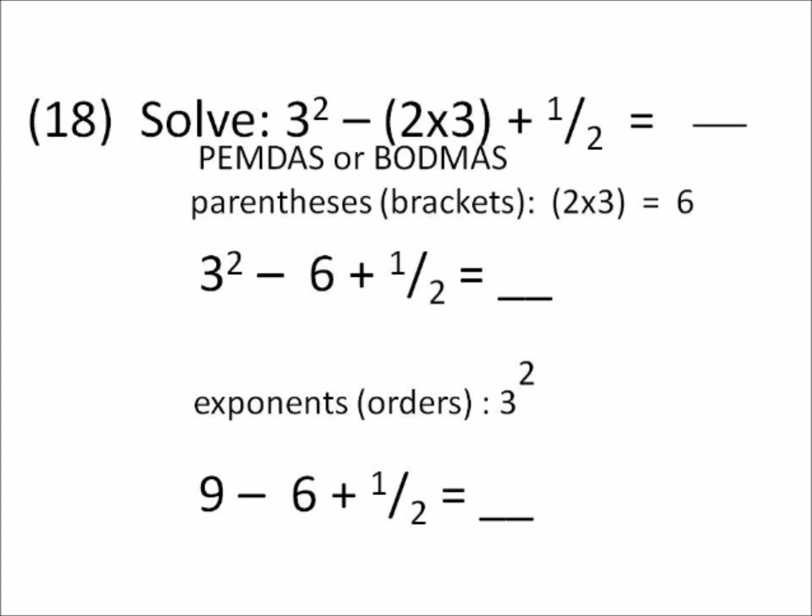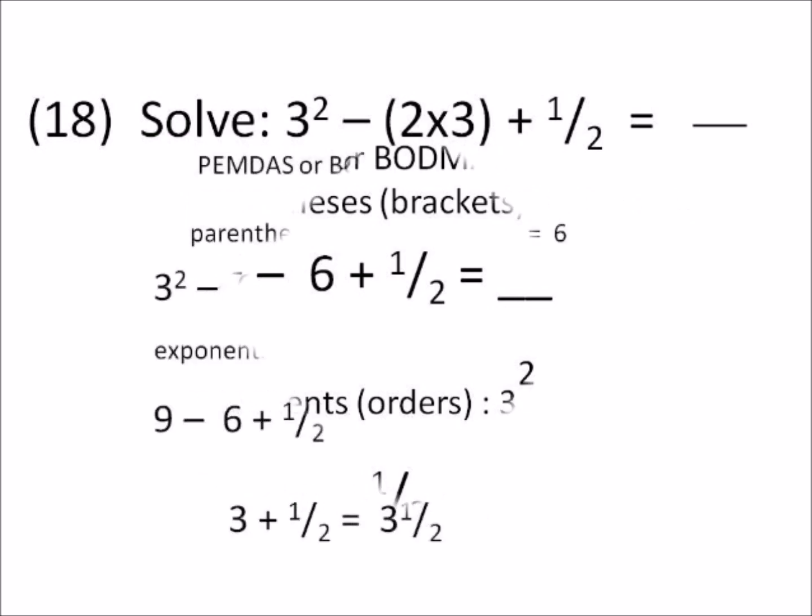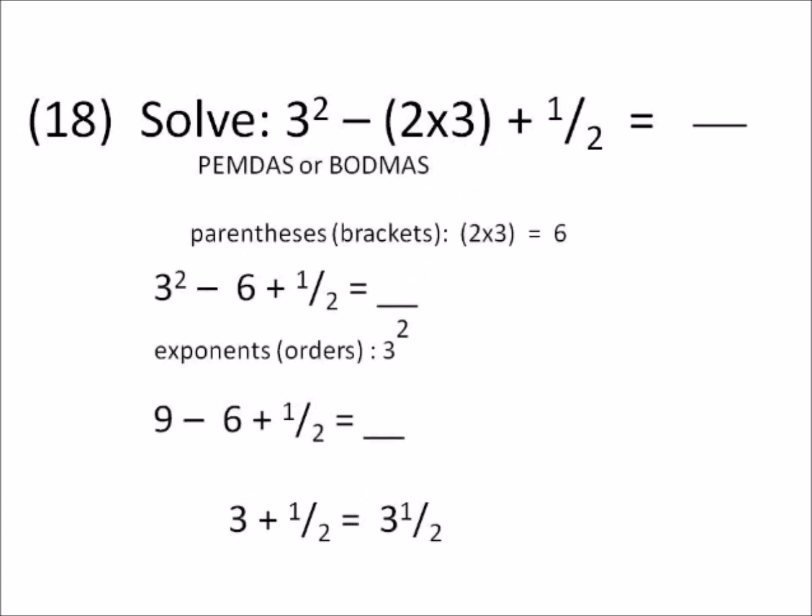Okay, after you work the brackets, then you have to work the exponents. E is for exponents, or you work O in BODMAS for orders. So the exponent is 3 squared. 3 squared is 3 times 3. The 2 tells you how many times you multiply. That's where you got the 9 from. Now we have 9, take away 6 plus a half is equal to the answer.